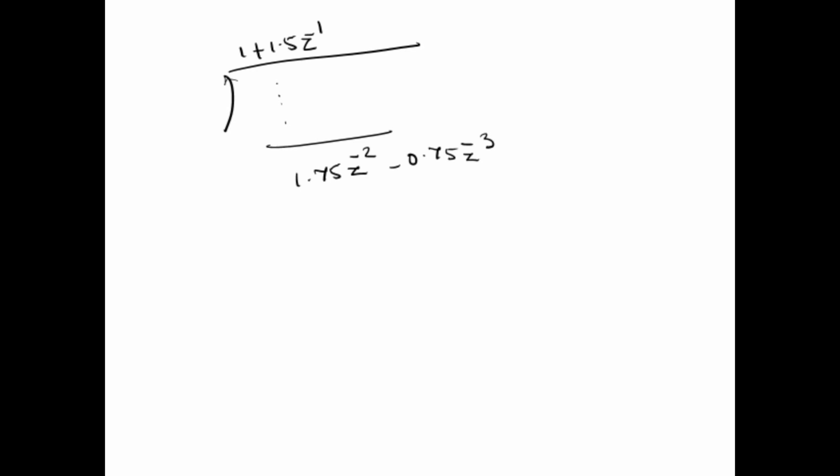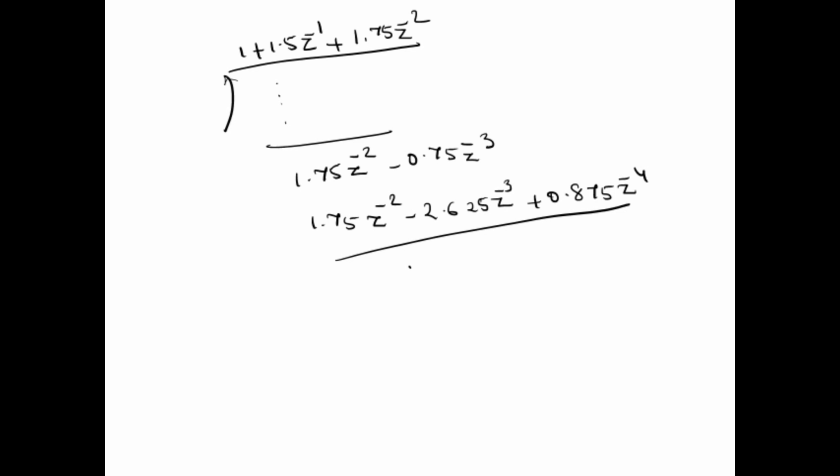Which is equal to, this is the continuation, 1 plus 1.5 z inverse, we have 1.75 z to the power minus 2 minus 0.75 z to the power minus 3. So once again I have to multiply by 1.75 z to the power minus 2. We will get 1.75 z to the power minus 2 minus 2.625 z to the power minus 3 plus 0.875 z to the power minus 4, leaving 1.875 z to the power minus 3 minus 0.875 z to the power minus 4.